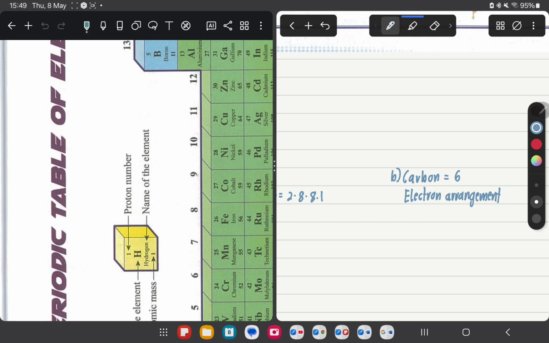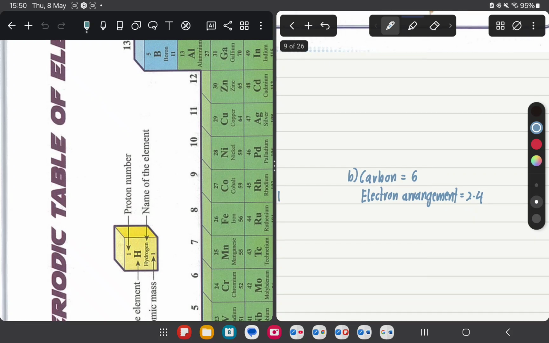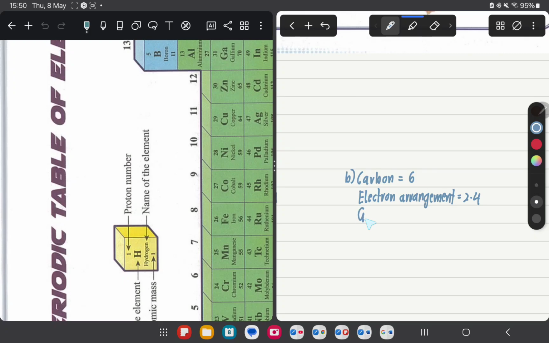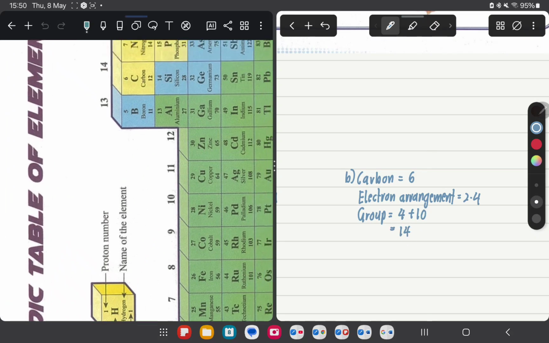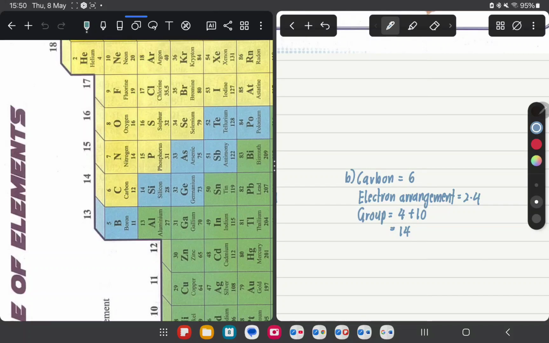So when they have 6 protons, we will arrange 2.4, because 2 in the first shell and another 4 in the second shell. Okay, and then you have group. Okay, so you can determine group now, right? Because you have electron arrangement. Once you have electron arrangement, you can determine the group. Okay, so they have 4 valence electrons, so group should be 4 plus 10, which is group 14. Okay, is it correct or wrong? You see here, carbon is in group 14, so that's correct. Okay, it's totally correct, no error at all.